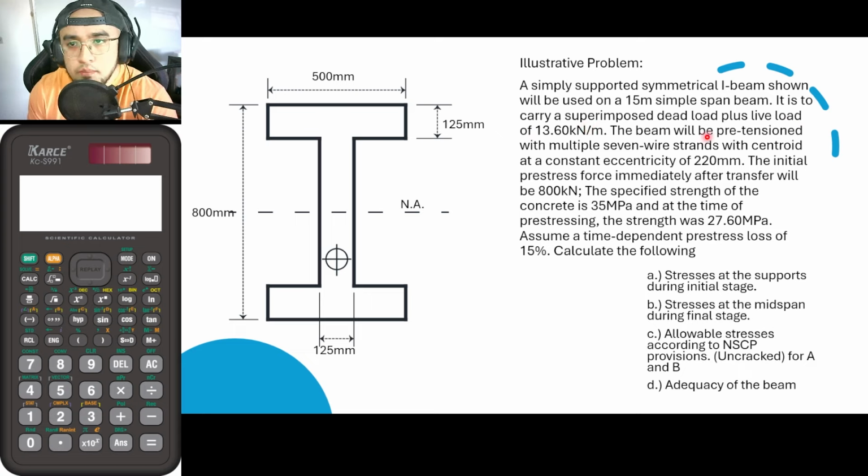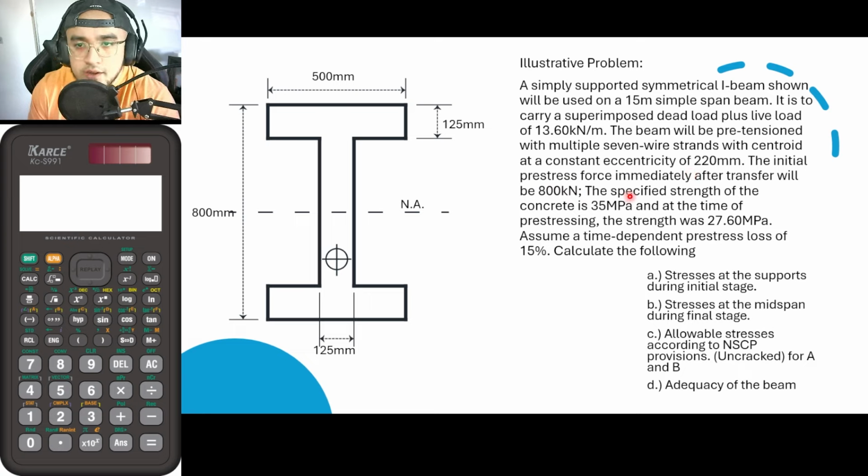So the beam will be pre-tensioned with multiple 7-wire strands with centroid at a constant eccentricity of 220 millimeters. The initial pre-stress force immediately after transfer will be 800 kilonewtons. So this is now our pre-stressing force immediately after transfer.